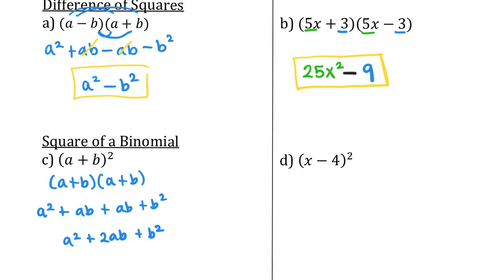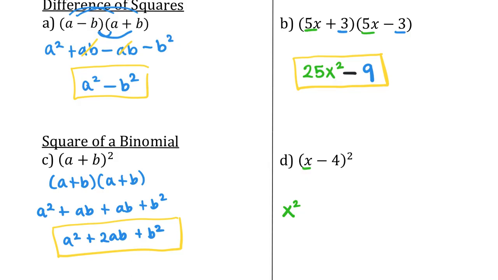Okay, now some people like to figure out the pattern for this so that they don't have to multiply it out every time, and you're welcome to do that as well. Okay, the first term is going to be a squared. What's a? A is this thing right here. So if I do x squared, I get x squared.